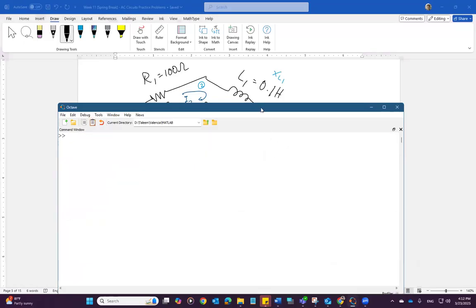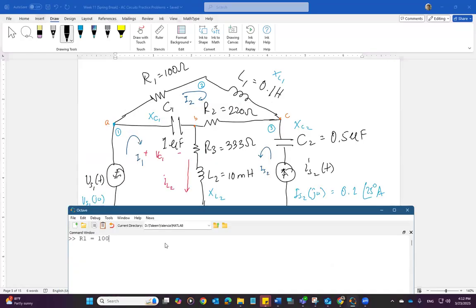So let's go ahead and open my MATLAB one more time and start plugging in the values. R1 is 100, L1 is 0.1, C1 is 1 micro, exponent negative 6, R2 is 220, R3 is 333 ohms, L2 is 10 exponent negative 3, 10 millihenry, C2 is 0.5 microfarad, so C2 is 0.5 exponent negative 6. And then I have 2 sources.